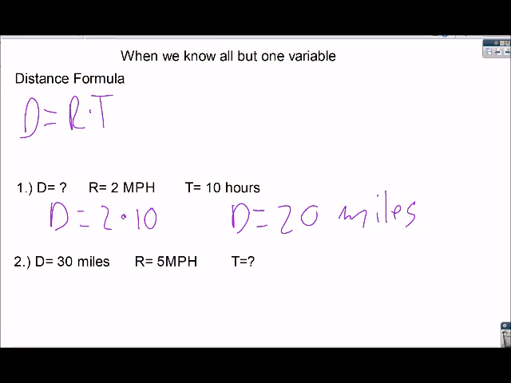What if we're given this equation and it's out of order? So we know we went 30 miles. We know we were going at 5 miles an hour. How long did it take us? So I'm just going to plug in all of the numbers I know and solve for the letter that I don't. So divide by 5, and it took me 6 hours.